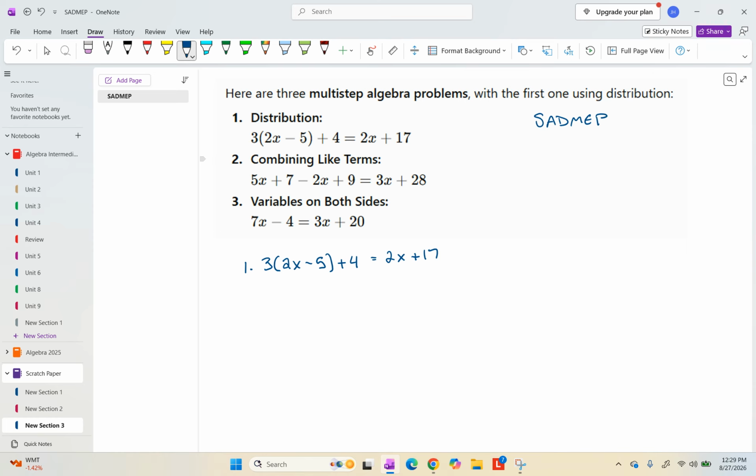But in this case, we're actually going to look at that 3 that's outside of the parentheses. Is there a way that I can make everything there divisible by 3? I look at this 2x, and immediately I'm like, if I divide by 3, I'm going to end up with a fraction. I don't like fractions, so I'm not going to do that. So what I'm going to start with is actually distribution. I'm going to start by distributing the 3 inside the parentheses.